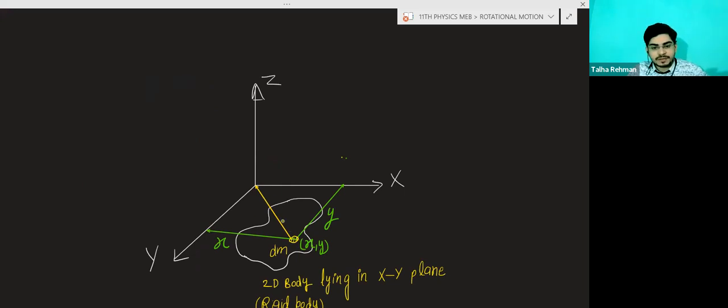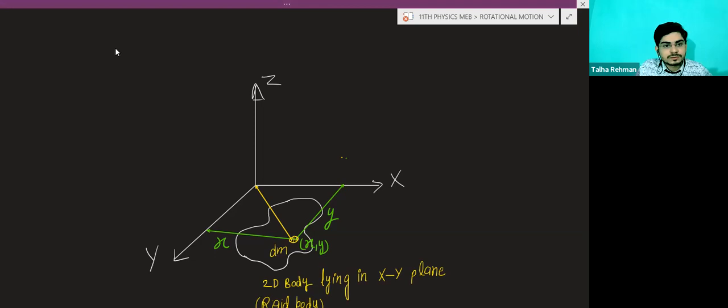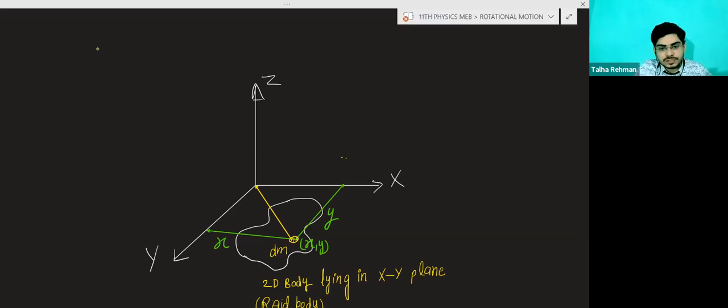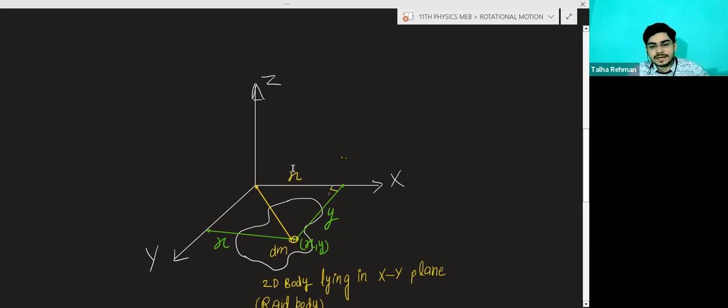Can anyone tell me what will be this distance? You can just easily find. If this is x, then this will also be x. So now this becomes the right angle triangle here. If you are considering this as a base and this as a perpendicular, this will become the hypotenuse. And how will you find the hypotenuse? x under root of x square plus y square.